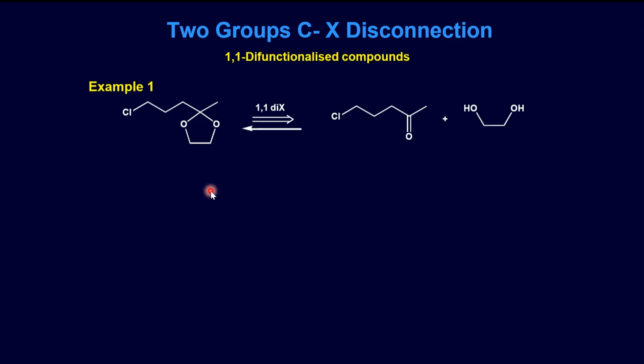Another example of a 1,1 difunctionalized compound is an amino acid. It has an amino group and a carboxylic group, two functional groups attached to a single carbon. That's why it is a 1,1 difunctionalized compound. COOH is a weak electrophile. That's why we cannot attach it directly.